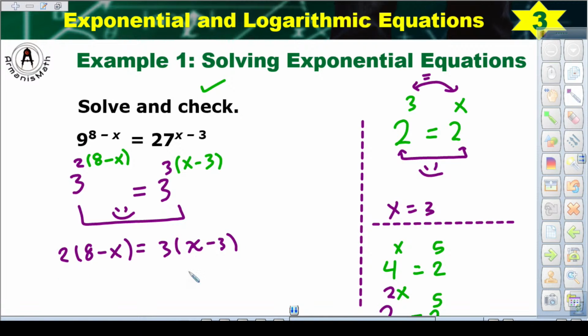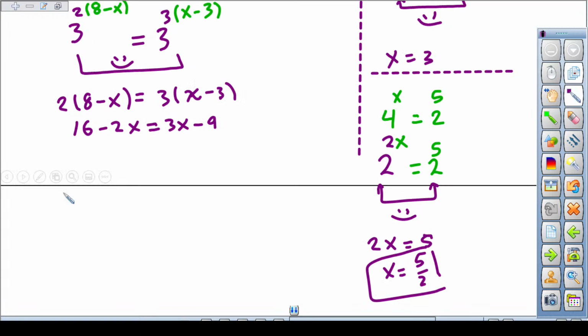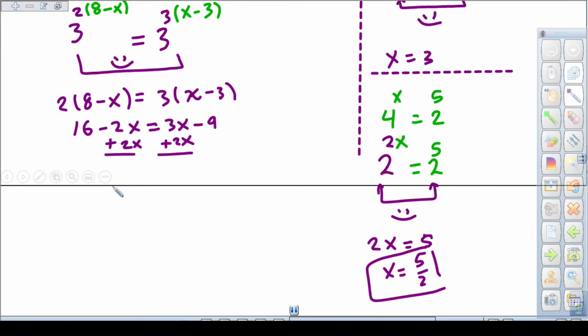Now I'm just going to solve a linear equation here. Very simple. So 2 times 8 is 16. That's 16 minus 2x equals 3x minus 9. Once I do that, again, I'm going to add the 2x to both sides. I do not want to end up with too many negatives in my life. Focus on the positive things. Life is good. So now I got 16 equals 5x minus 9.